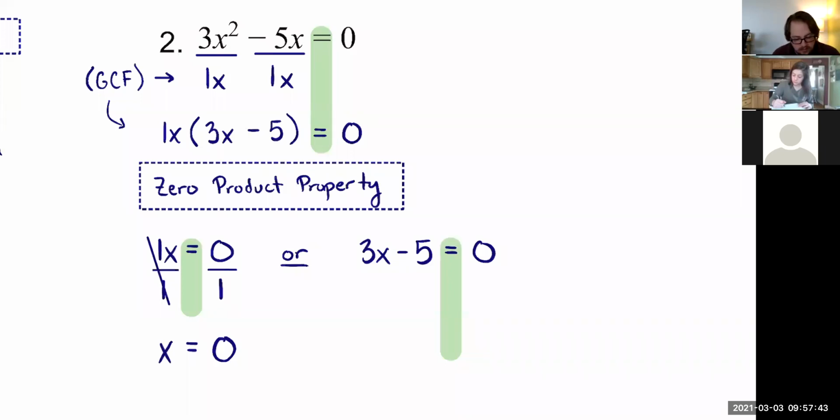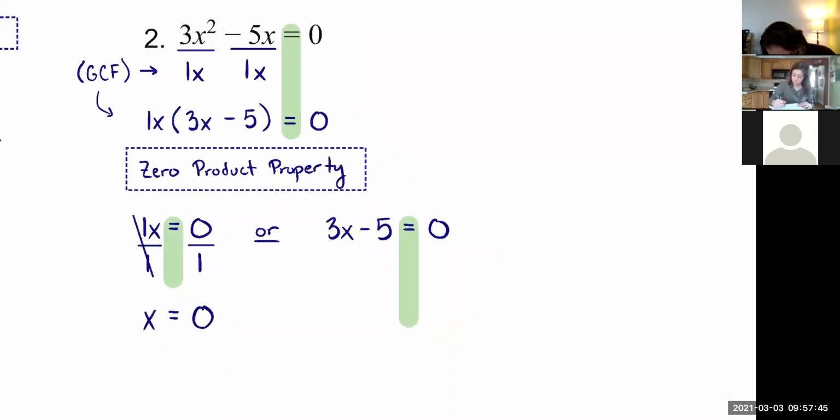2-step equation. What would you do first? Add 5. Add 5 to both sides. See, Toby, it's starting to come back to you. You're waking up. That's what you're doing. A little bit. So the -5 plus 5 is gone, leaving us with just the 3x. The 0 plus 5 gives me 5.